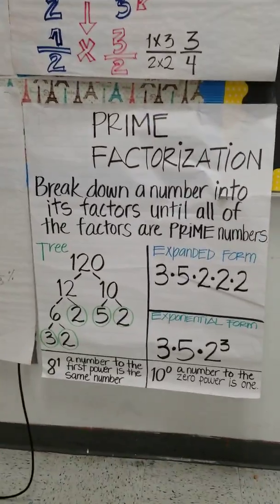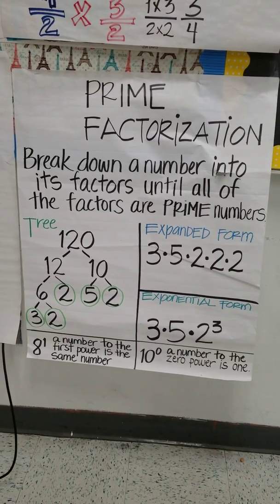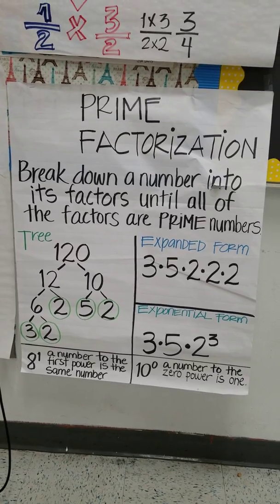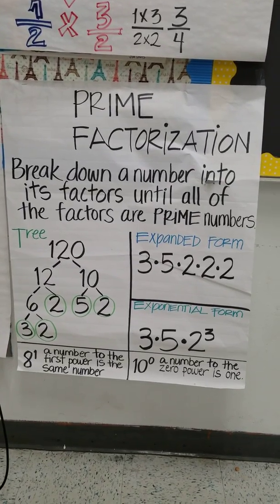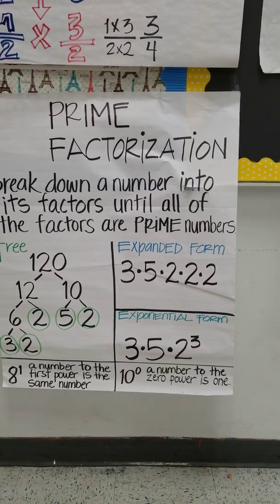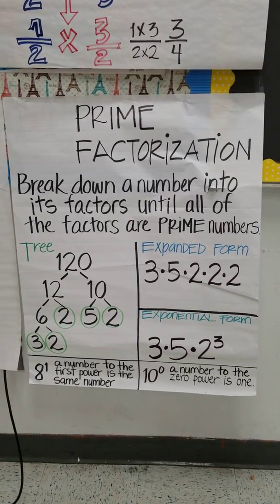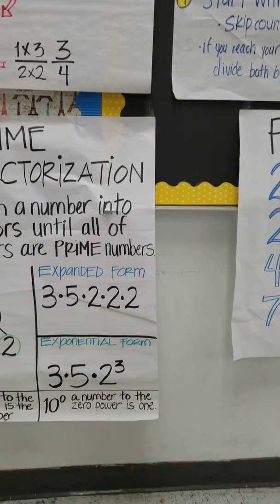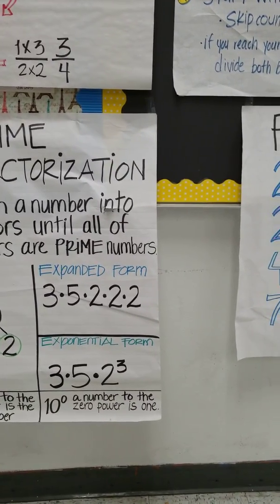Then we have over here prime factorization. We have an example, find the prime factorization, and then an expanded form, and then exponential form. When a number is to the first power, it's the same number. So 8 to the first power is 8. And a number to the zero power is going to be 1.